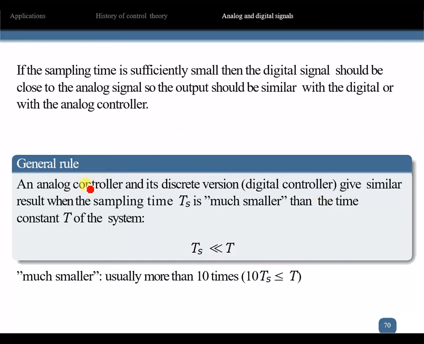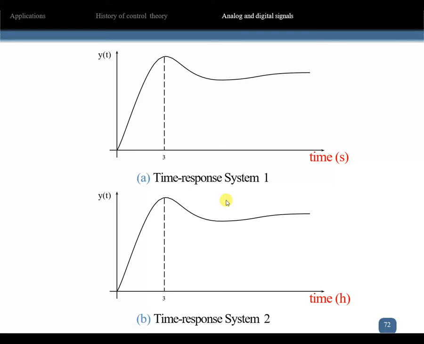Another rule, the same rule but with TS: an analog controller and a discrete version give a similar result when the sample time TS is much smaller than the time constant T of the system. TS is much smaller than T, about 10 times smaller, and the digital and the analog will be similar together. Here they show two systems, the time response of system 1 and the time response of system 2.